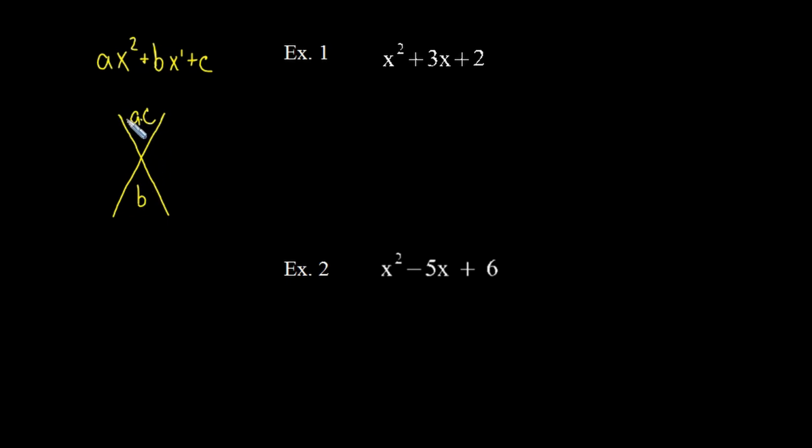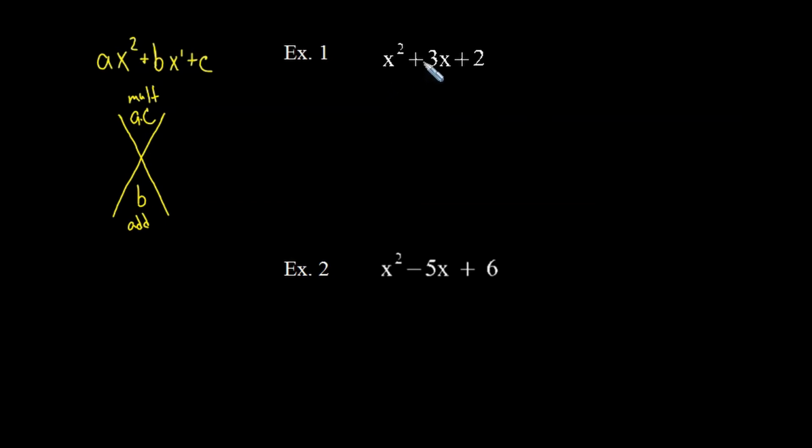We're going to make an x. We're going to put a times c in the top and b in the bottom. And then we're going to ask ourselves what multiplies to be a times c and then adds to be b. There are several different methods to use this, but they all operate off of a times c and b, and what multiplies to be that quantity in the top and adds to be b in the bottom. Different ways to organize it, but that's all the x is for. So let's go ahead and get started.